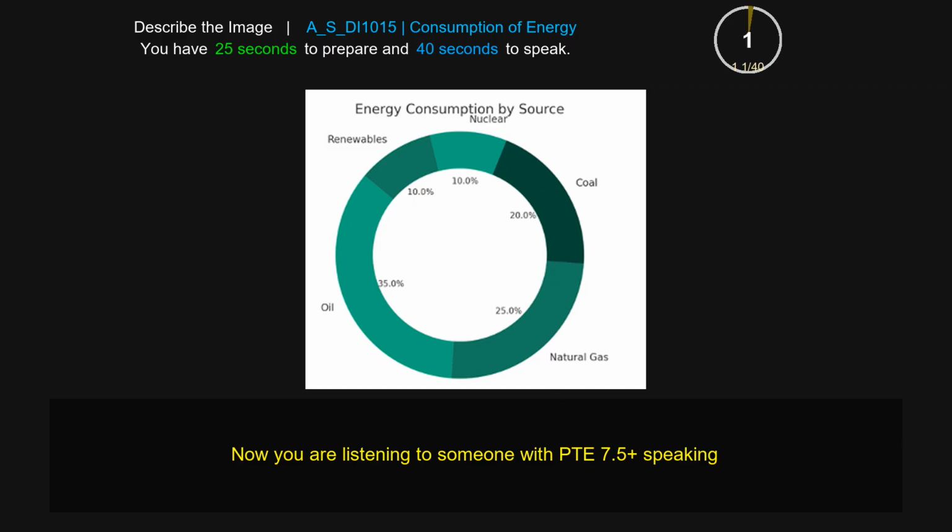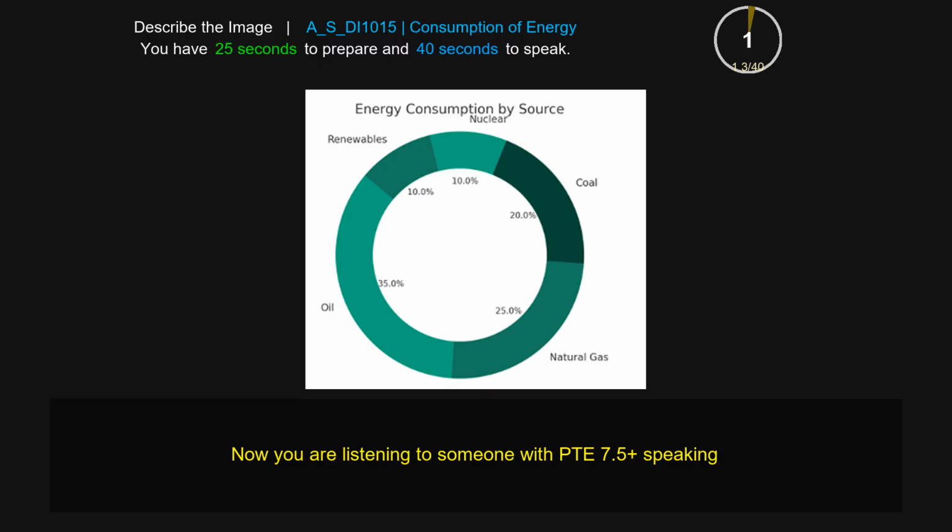The given pie chart provides information about the energy consumption by source. There are some numbers given such as 10, 20, 30, 25. There are some categories given such as renewables, oil, natural gas, coal. By observing this, I can say the maximum area is covered by oil, which is around 35.0, and the minimum area is covered by nuclear, which is 10.0. Overall, I can say that this image is a great source of information about energy consumption by source.